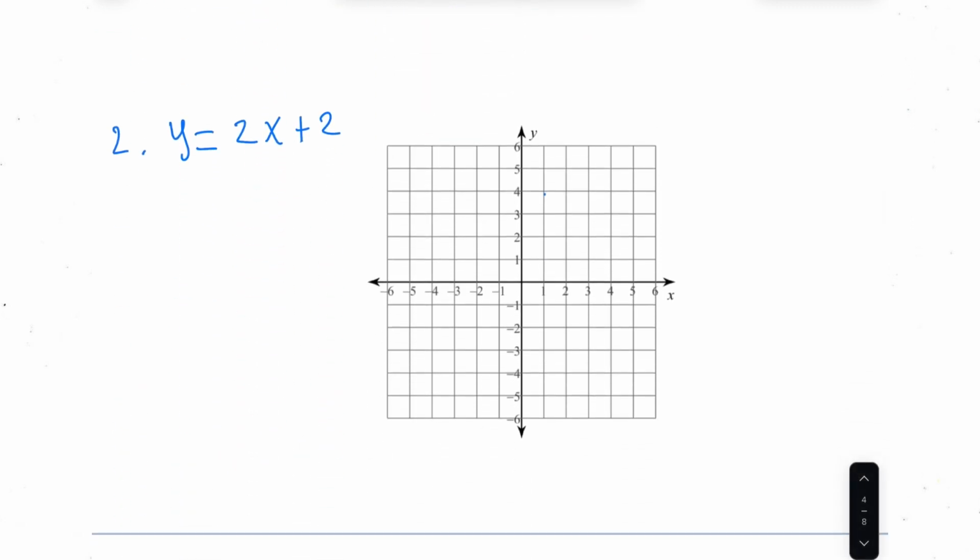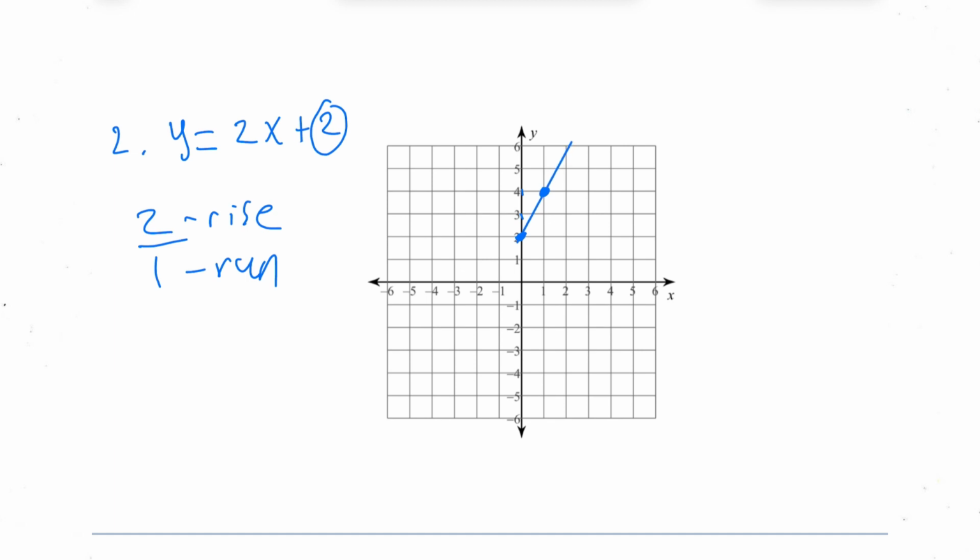So when the slope is just a number, like 2, 2 is the same thing as 2 over 1. So it means our rise is 2, and our run is 1. So with the rise of 2, first let's put down the intercept. The intercept is at 2. So then our rise is 2. That means we're going up twice, 1, 2, and we're going to the right once. So it means our second point is here. Then we can just connect those points. And we're done with graph number 2.